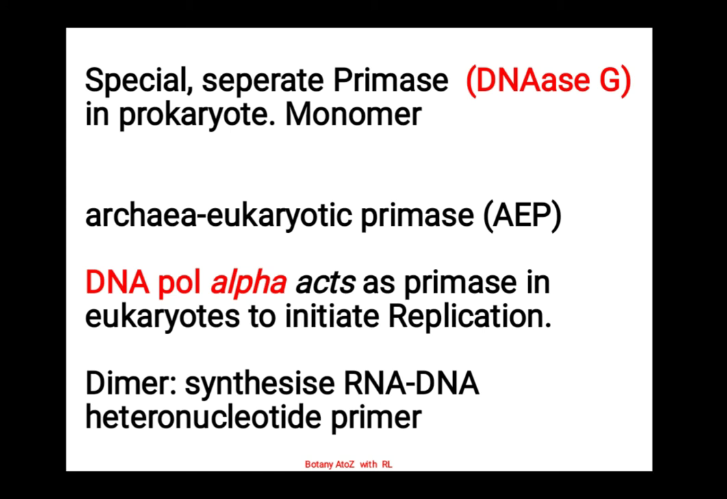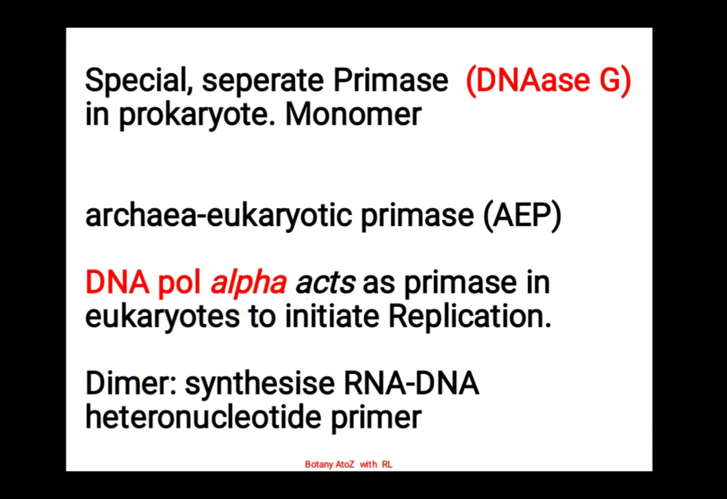The DNA polymerase alpha actually acts as primase. There's no separate primase like in bacteria, DnaG. In fact, DNA polymerase alpha itself acts as primase. When you see this structure, DNA polymerase alpha is actually a dimer, a heterodimer.